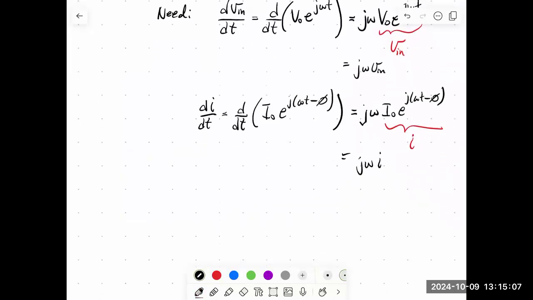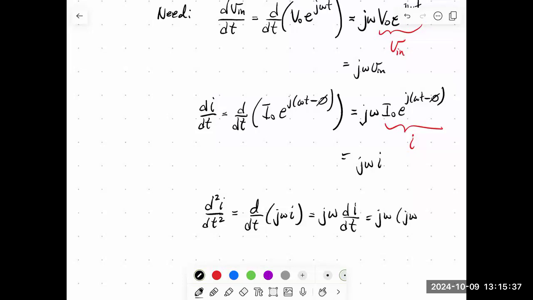For the differential equation, we also had two derivatives of the current with respect to time. Okay, well, what's that going to be? That's going to be d by dt of j omega I, which is going to be j omega dI/dt. But we just worked out dI/dt. It was j omega I. And so we get j omega times j omega I, which, j times j? Minus 1. So we get minus omega squared times I.